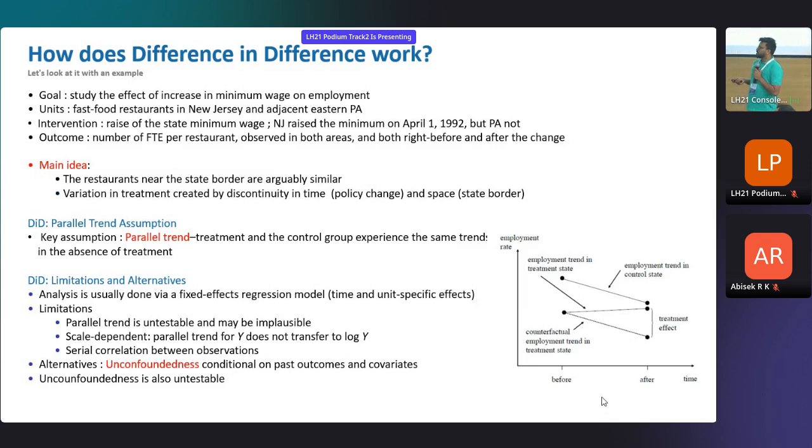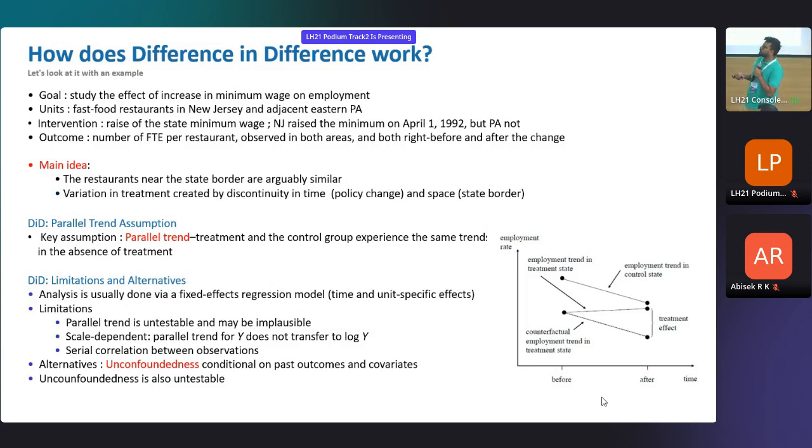Now here, for example, if we say that an intervention was brought in and there was a change in full-time employment after the minimum wage was increased, a rise in full-time employment. Do we see that change across the board? That change could be for other reasons as well. So how do we counter that?